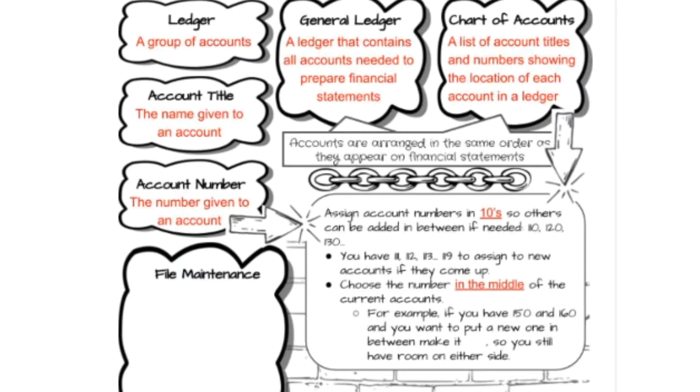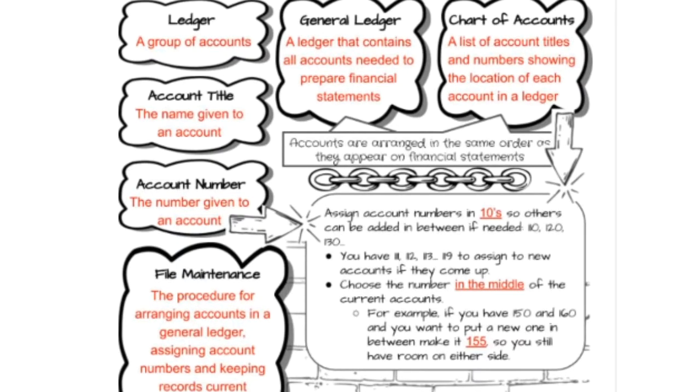You want to choose the number in the middle of the current accounts when you're assigning a new one. For example, if you already have accounts that are numbered 150 and 160, and then you want to put a new one in between, you're going to make that one 155. So you still have room on either side of the 155 to add more new accounts if they come up. Our last definition here is file maintenance. It's defined as the procedure for arranging accounts in a general ledger, assigning account numbers, and keeping records current.